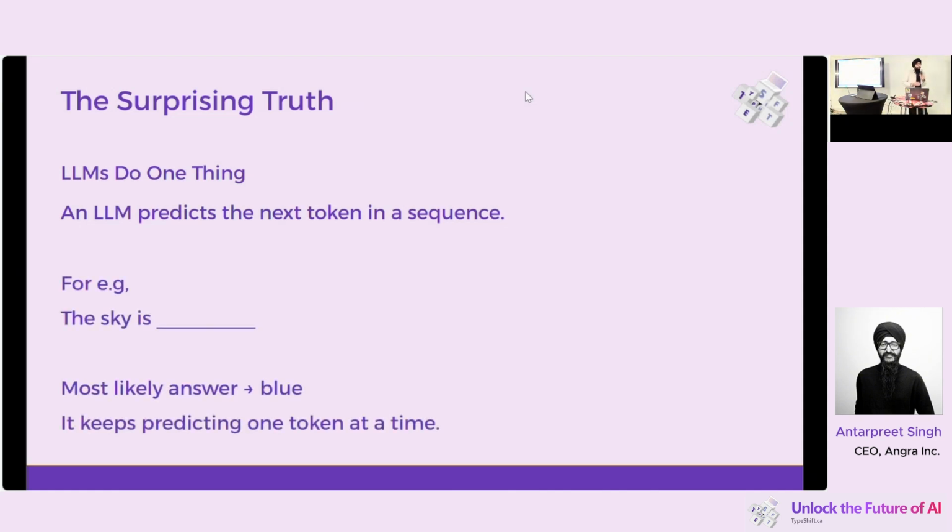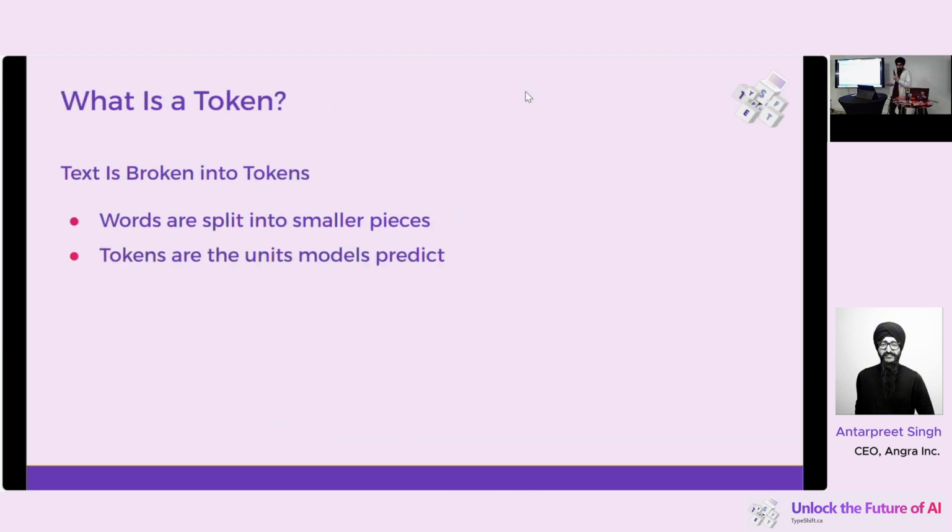For example, if we give an LLM the sentence "the sky is" and leave everything else blank, based on probability it will most likely answer "blue," because based on all the text available online in the training data, it considers blue the most likely answer. Other answers might be there, like yellow or red for sunsets and sunrise, but most likely it'll be blue. So it just keeps predicting one token at a time, and it loops through again and again until the full text is returned.